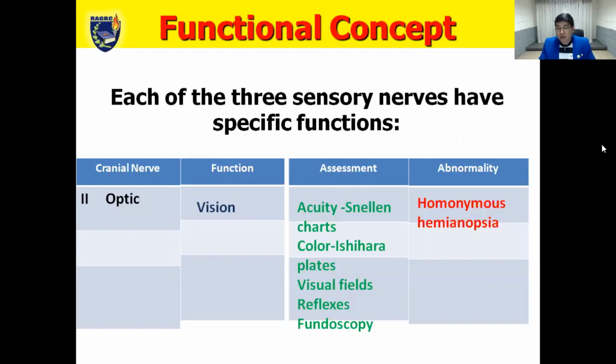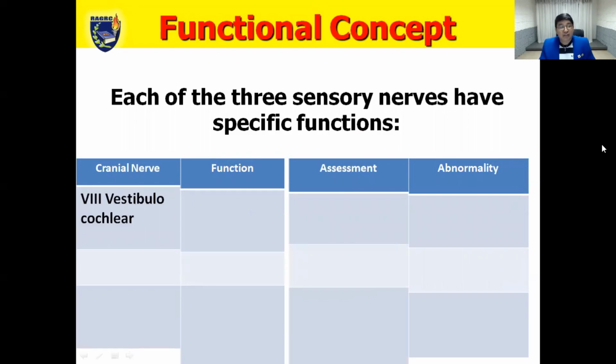Okay. Now, another abnormality that we need to assess the patient for would be optic neuritis, which is usually the inflammation of the optic nerve, and that could potentially also lead to vision loss. Now, the 8th cranial nerve, the third of the 3 sensory nerves, is actually your vestibulocochlear nerve. Now, of course, the main function of this nerve would be to assess one's sense of balance.